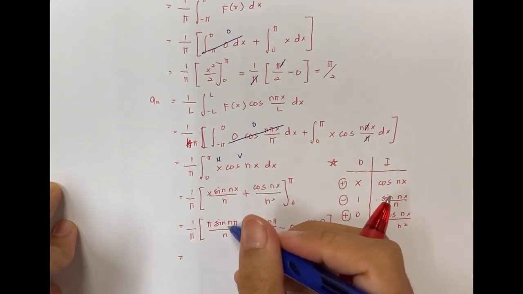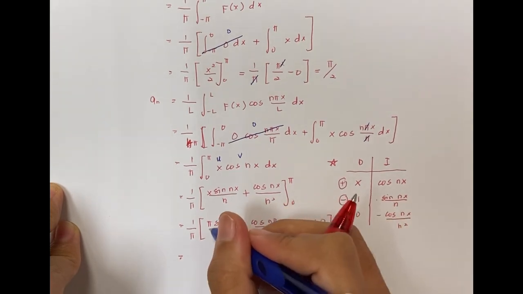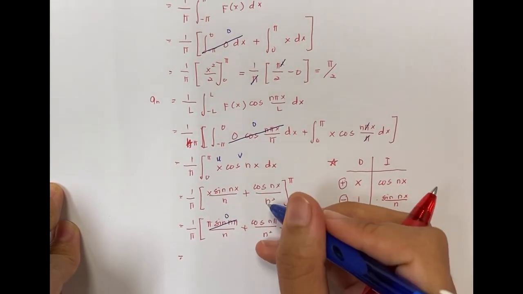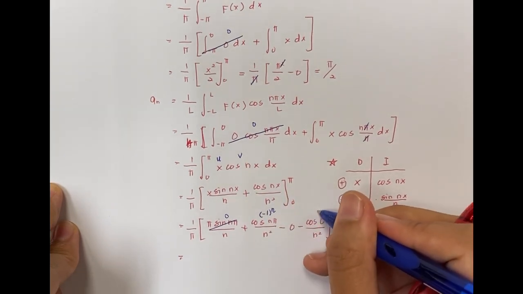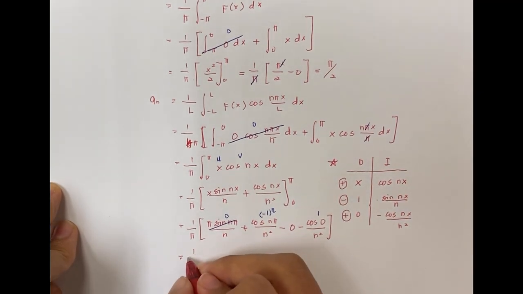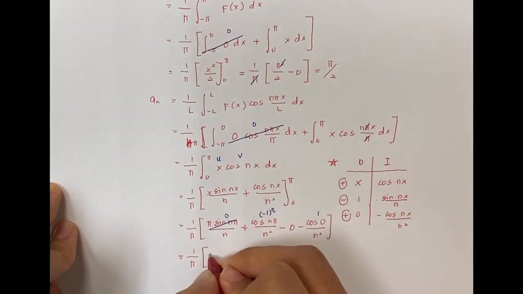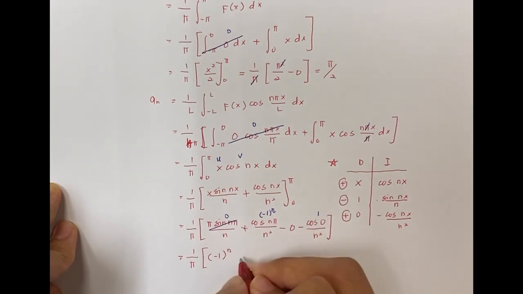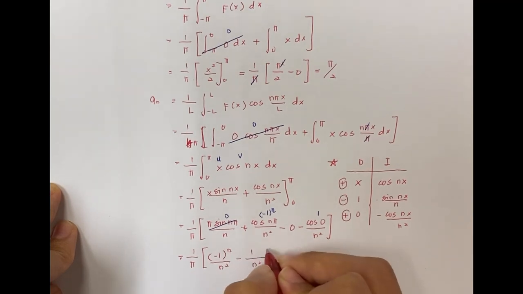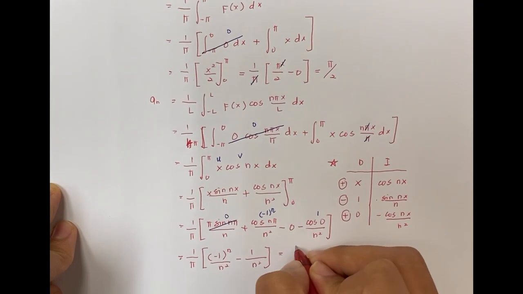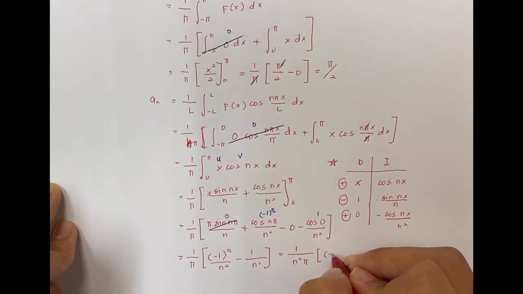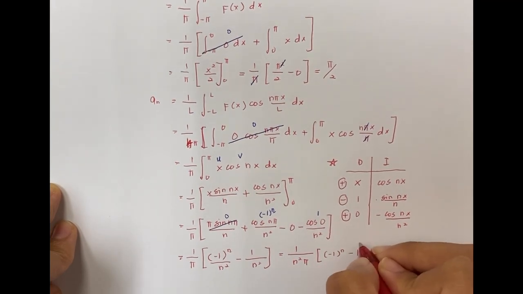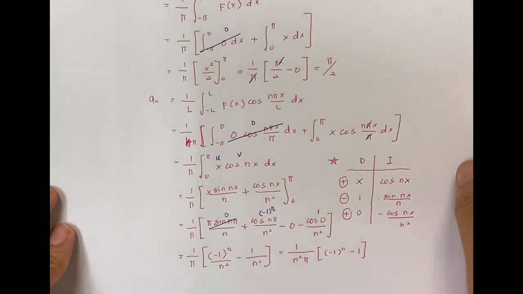Sin n pi. Remember the helpful identities? Sin n pi is equal to 0. Cos n pi is equal to negative 1 to the power of n. Cos 0 is equal to 1. So you have 1 over pi, negative 1 to the power of n over n squared minus 1 over n squared. Or if you want to simplify this, you can have 1 over n squared pi, (negative 1)^n minus 1. So now you have your an.